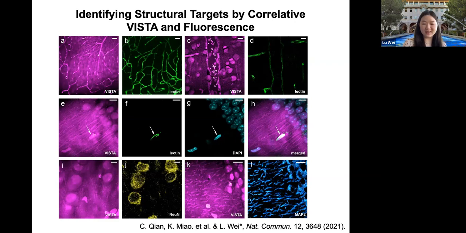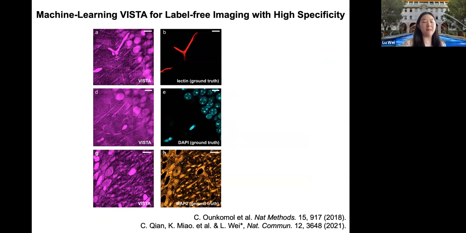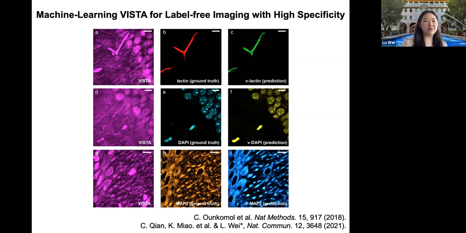Now we have trained our brain, the human brain, very well to identify the structures using fluorescence or correlative guidance. We ask whether we can train a machine to do so. Then we can really get high specificity in a label-free fashion, utilizing the power of the machine. So we obtained stacks and stacks of VISTA images with correlative fluorescence staining as ground truth, and adopted a recently reported UNET architecture to do the training. And these are the predicted results from our VISTA images with fluorescence as ground truth. We got very high Pearson's correlation from the predicted structures.